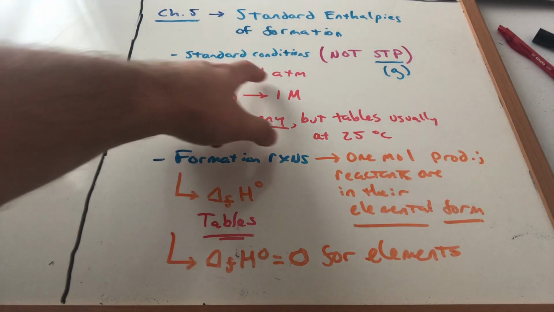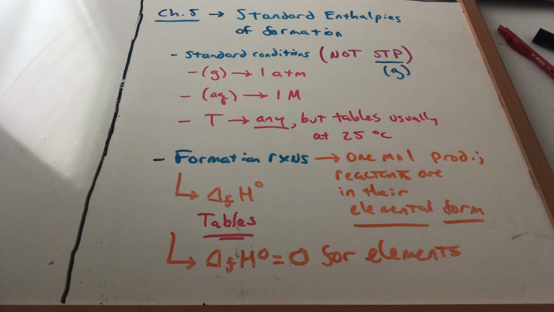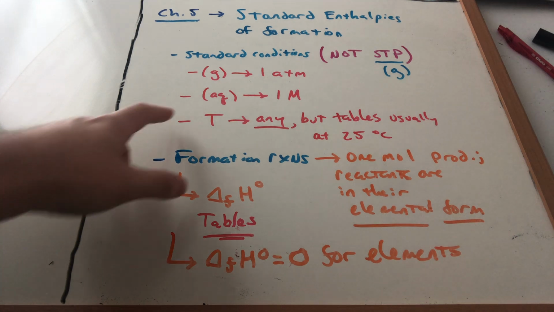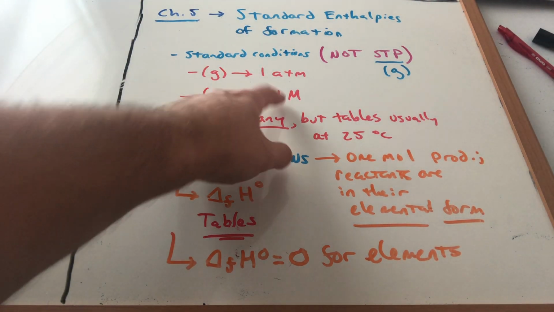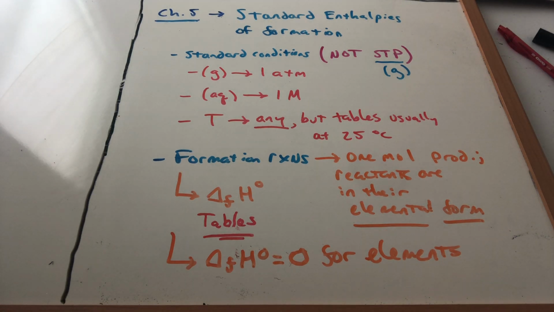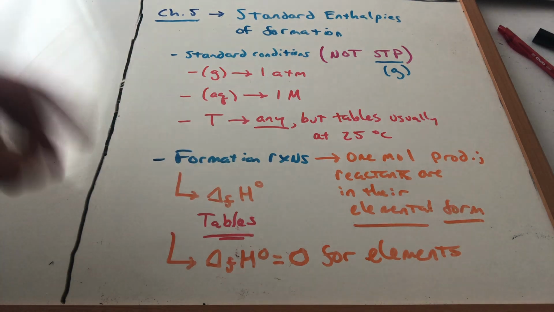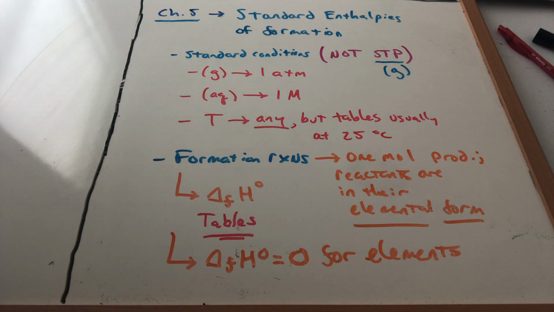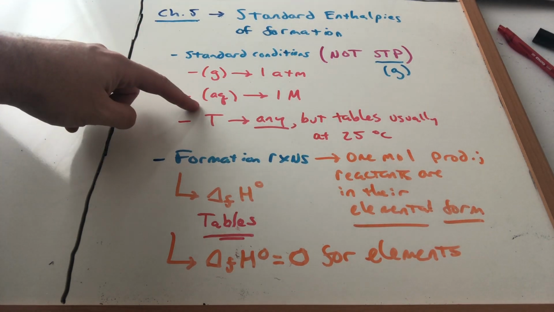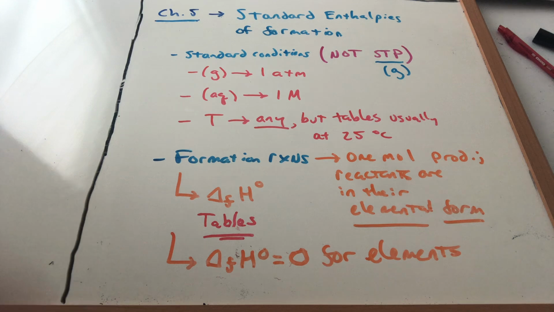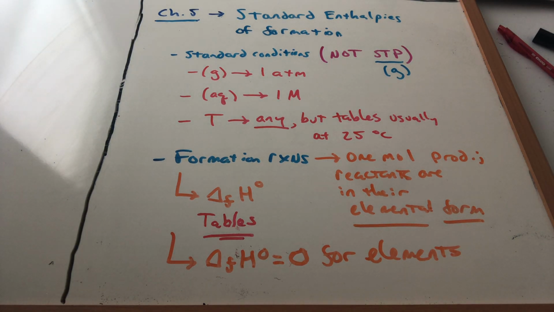Standard conditions have for gases 1 atmosphere. That's kind of like STP. But standard conditions are also applicable to aqueous solutions, and for aqueous solutions, we have 1 molar concentrations. So whenever we see something indicating that we have standard conditions, always translate that into: the gases are at 1 atmosphere, the aqueous components are at 1 molar. For liquids and solids, we don't really have a standard condition that's applicable for what we're talking about this semester.